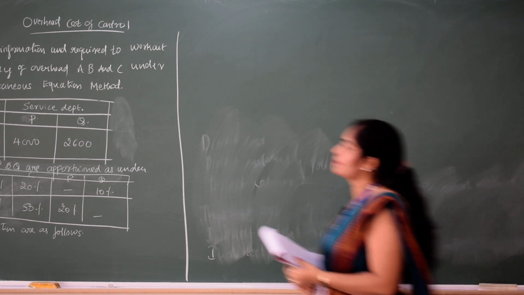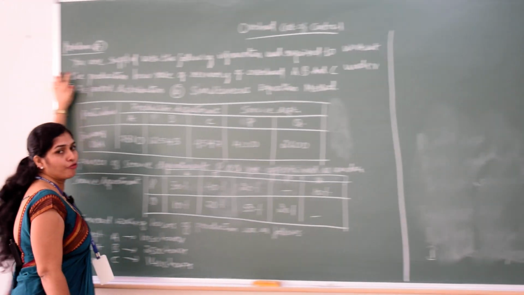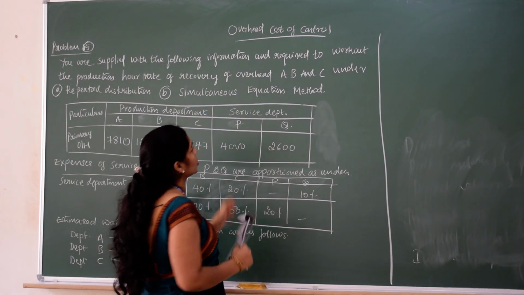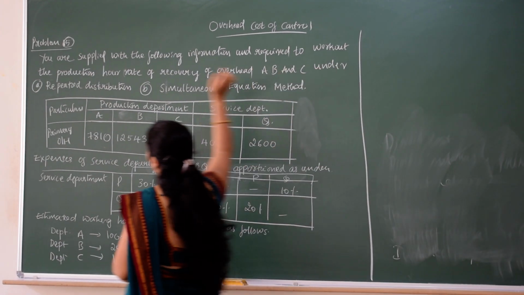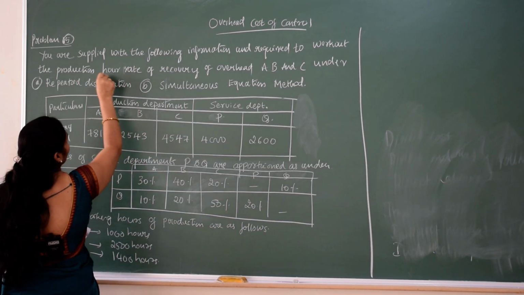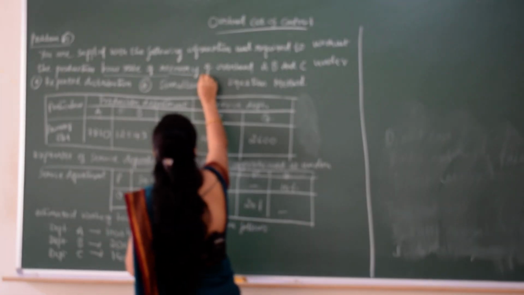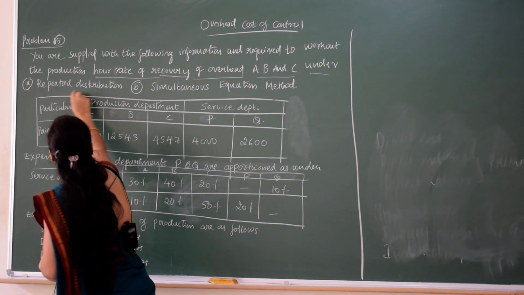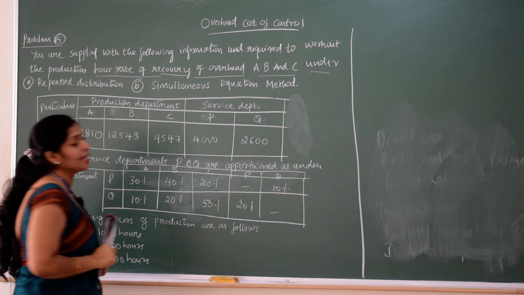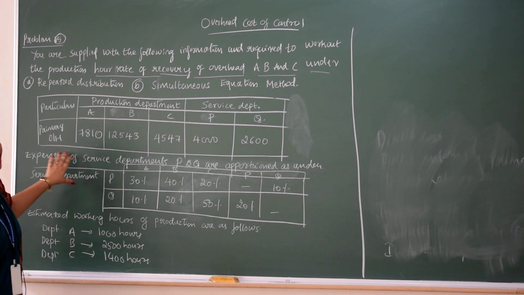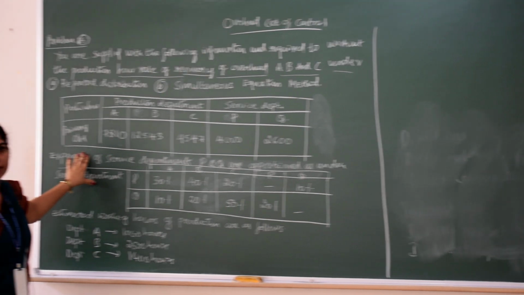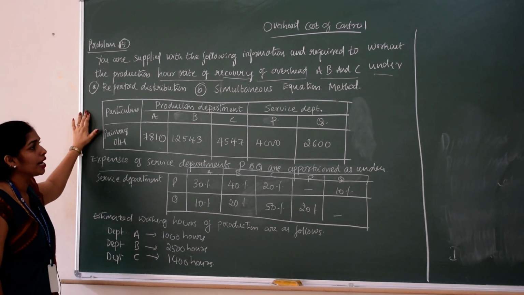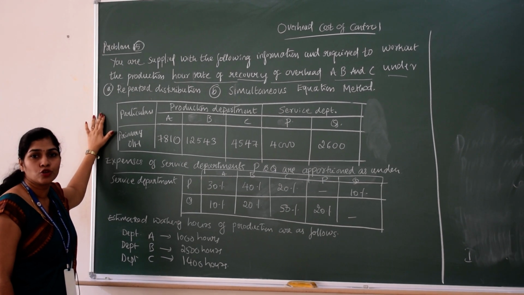Let's discuss problem number 15. You are supplied with the following information and required to work out the production overhead recovery of ABC under repeated distribution and simultaneous equation method. This is a 14 marks question as per the question paper. Here some related information about the 5 departments is given.